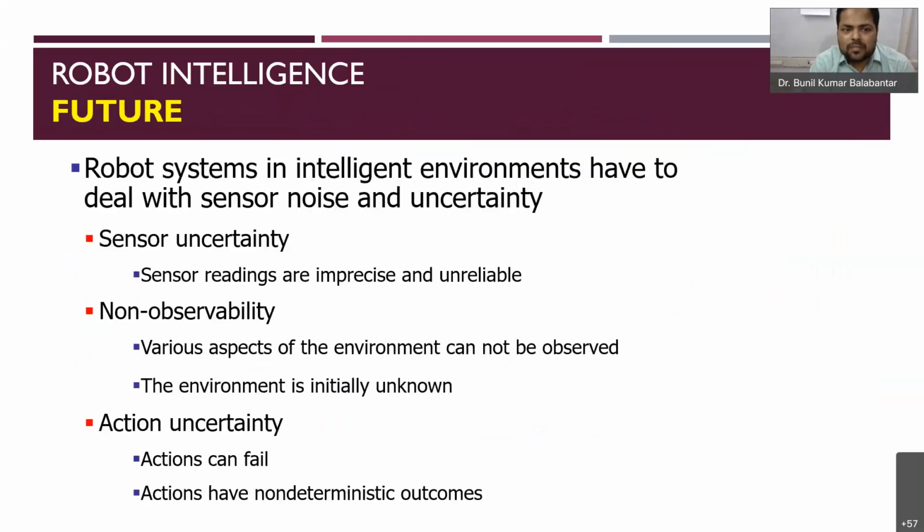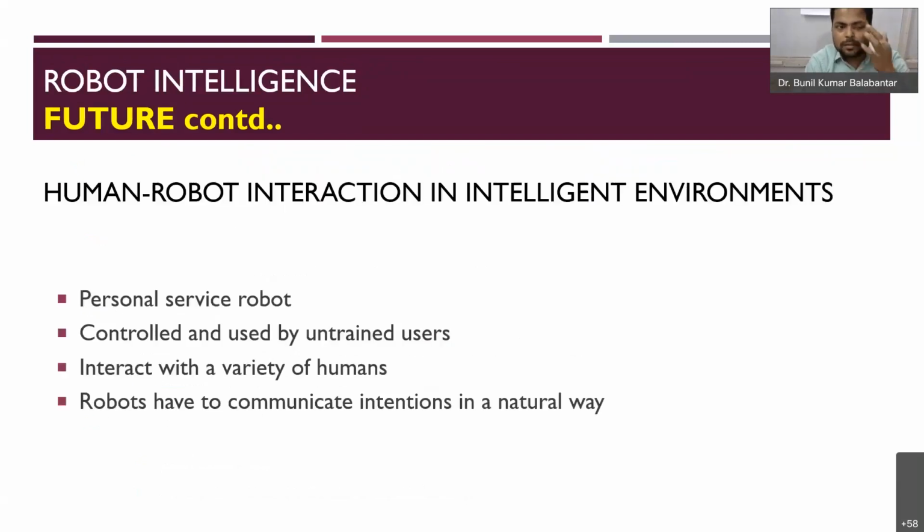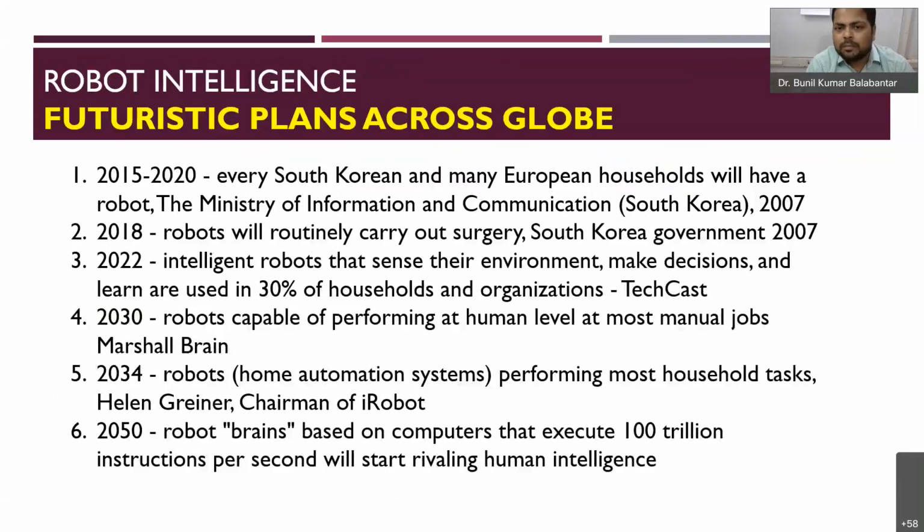Then what is the future? In India it is currently going on, but other countries like Japan are developing. They are already ahead of us, right? So we can go for the uncertainty parameters we have to think of. We have to go for non-observability. We can also think of action under uncertainty. So these are the different future perspectives we'll come across. Now, these are the future plans across the globe, how they are going to develop.